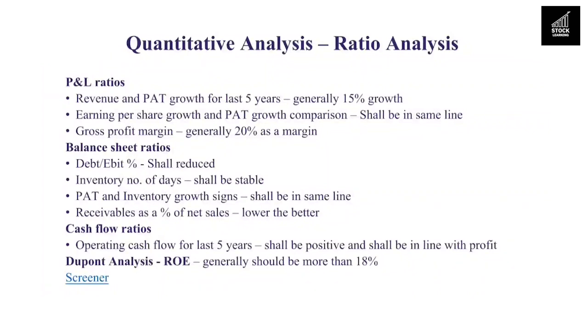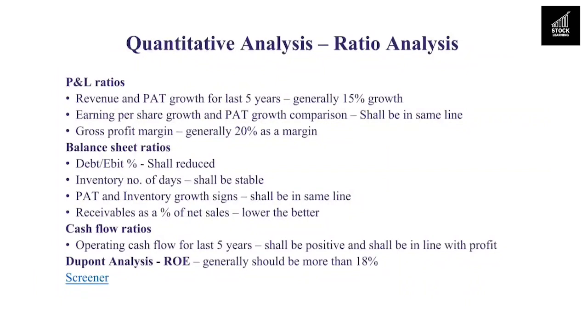Then the third ratio is PAT and inventory growth. Now if your inventory is growing, your profit after tax should also grow. That means your business is growing. If your profit is not growing, but your inventory is growing, that means you're not able to sell your product very fast. There is some issue in the demand of the product, right? The product demand is less, and hence your inventory is higher compared to your profit growth. So your profit growth should be in line with your inventory growth, right? Because it will indicate that the company is at the growing stage.